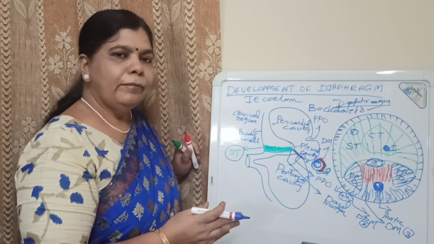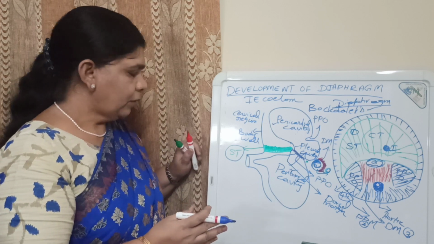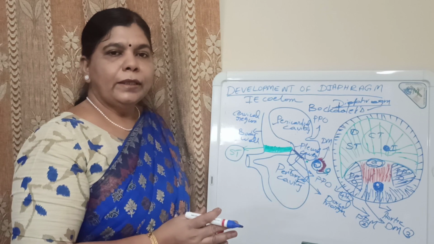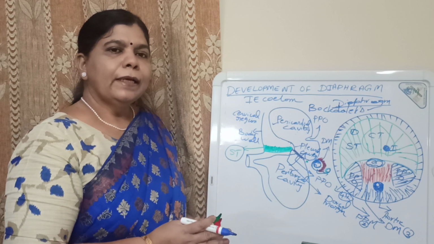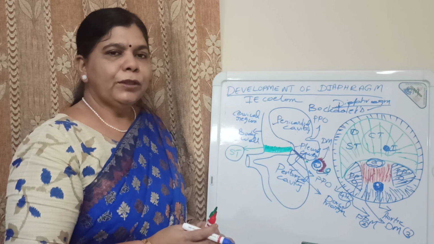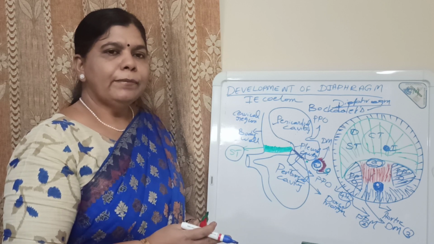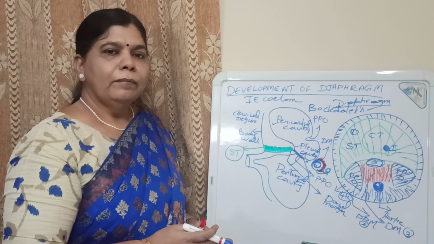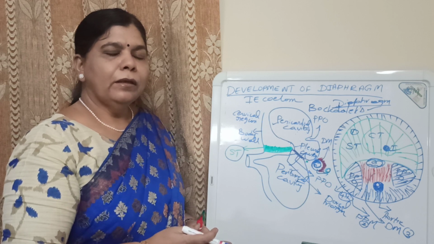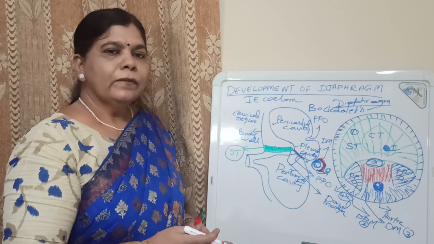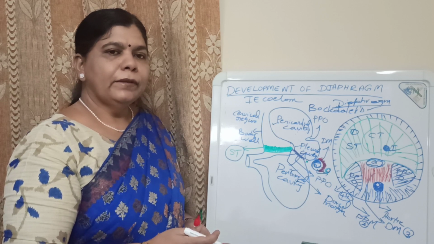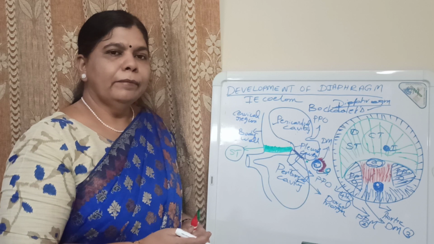When we started in the beginning, we told that it is a composite part derived from the inner body wall. That helps in the negative pressure in the thorax. So that helps in many ways for the pulmonary circulation and for the air entering the alveoli of the lungs. That is the importance of the development of the diaphragm in mammals.